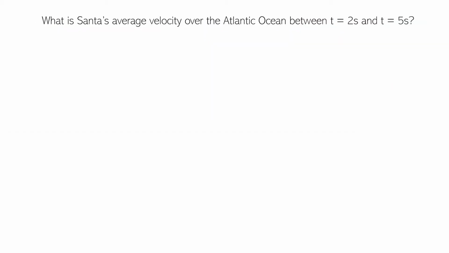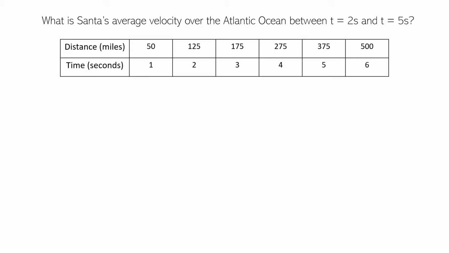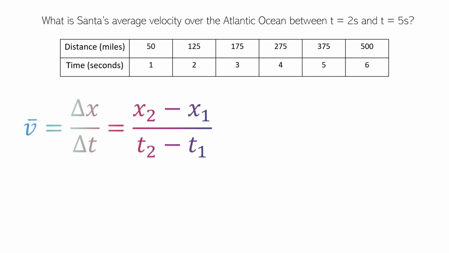What is Santa's average velocity over the Atlantic Ocean between 2 seconds and 5 seconds? To do this problem, we can use our table of values to examine Santa's various positions per time. We remember that average velocity is equal to a change in position over a change in time.